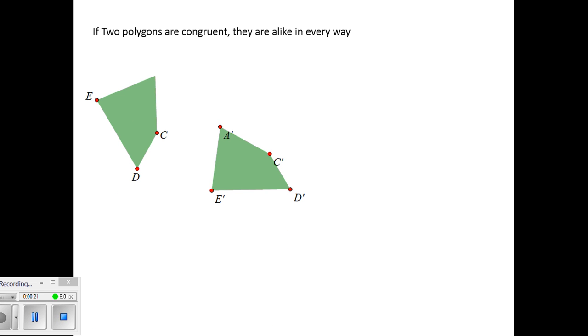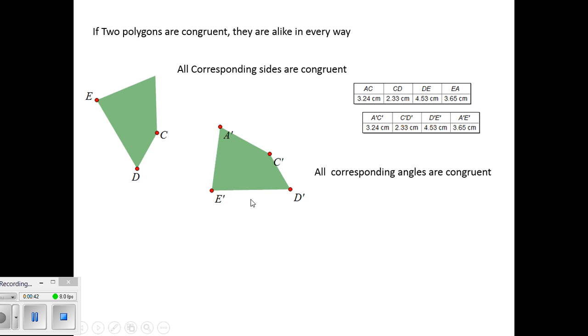They have to be alike in every way. They're exact images of one another. Okay, these two polygons are congruent. That means everything from one is the same as the other. Angle for angle, side for side. So all corresponding sides are congruent. That is, you see side ED and its corresponding side, E prime D prime. You're going to see that they are of the same length.